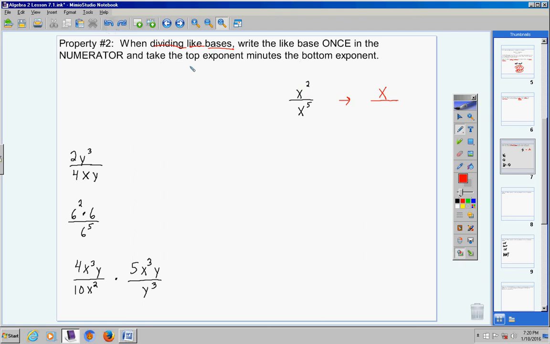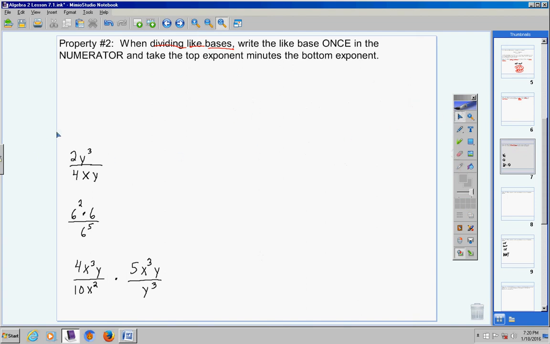Next, take the top exponent 2 minus the bottom exponent 5. So 2 minus 5, negative 3. Now there's nothing left in the denominator. You can put a 1 if you want to. I have no problem with that. Or you can just say x to the negative 3rd power. Okay? Alright, moving on.